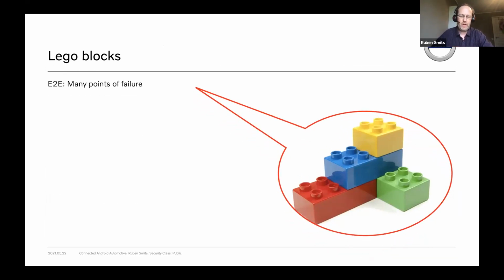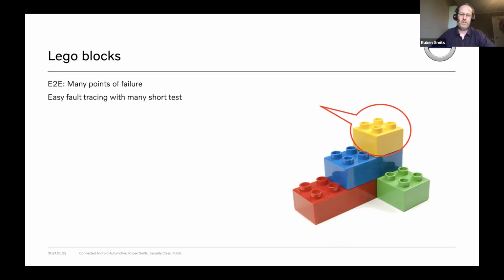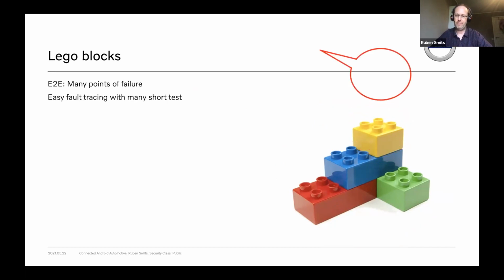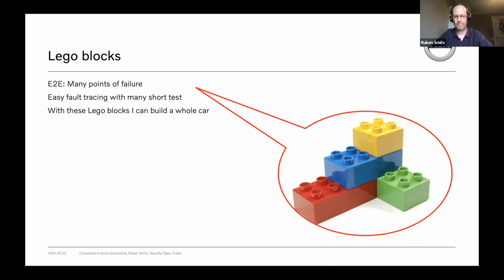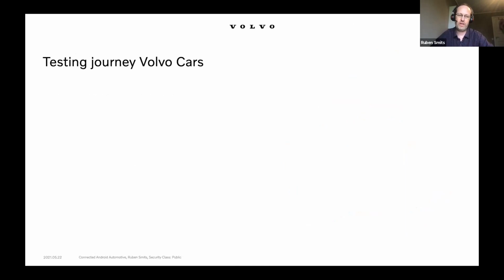If we want to test end-to-end, complete functions from beginning to end, then we have many points of failure. But if we instead look at small blocks of software with short test cases, then it's much easier to fault trace. And once these small blocks are working properly, then we can build a complete car with those blocks. And of course, this is very simplified. The whole presentation is very simplified, but this is showing the steps that we take.